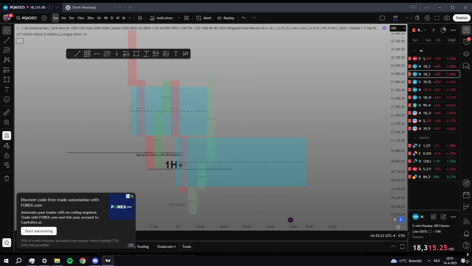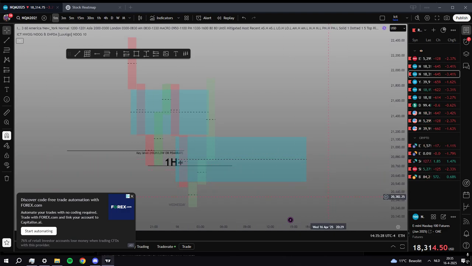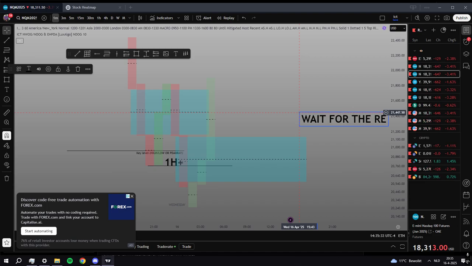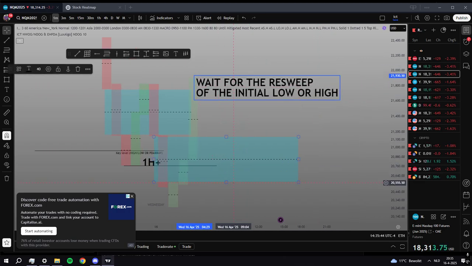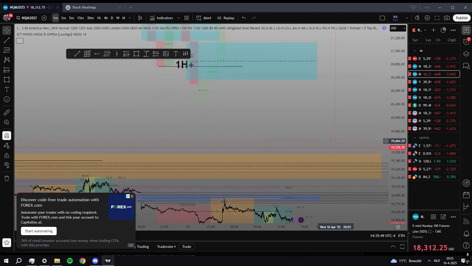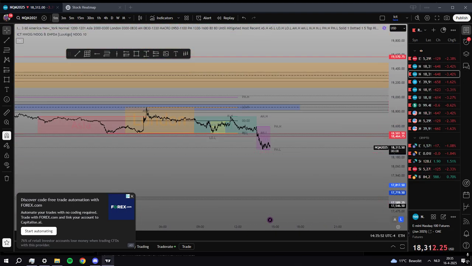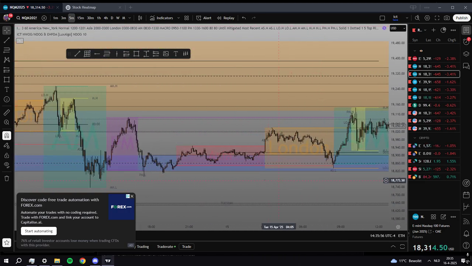I don't know why it happens. It just happens oftentimes. The resweep of the initial low, 90% of the time it happens. So wait for the resweep of the initial low or high. Simply using this will drastically improve the way you trade. We can go over it. It always happens. Always. Let's go into 5 minutes.